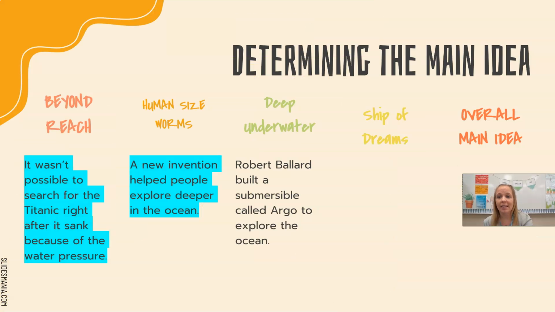So then I went back, and after pulling those details, boys and girls, I came up with the main idea for my section, and then what many of you said was the main idea for your section. In the Beyond Reach section, it wasn't possible to search for the Titanic right after it sank because of the water pressure. Therefore, it was beyond reachable. In your section, a new invention to help people explore deeper in the ocean. This was the submersible, right? So the human-sized worm was this submersible.